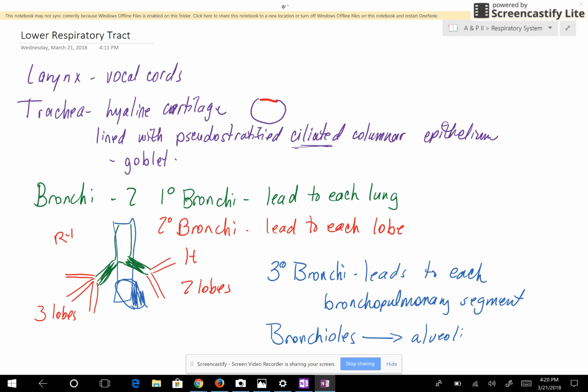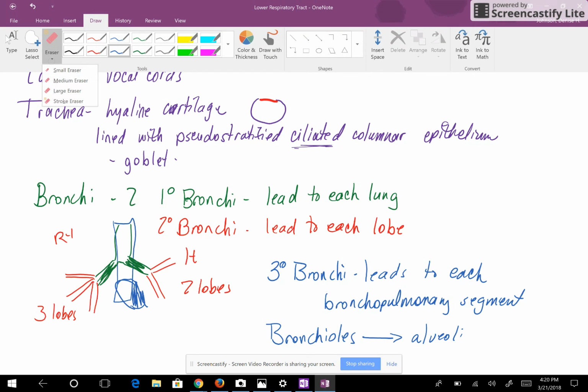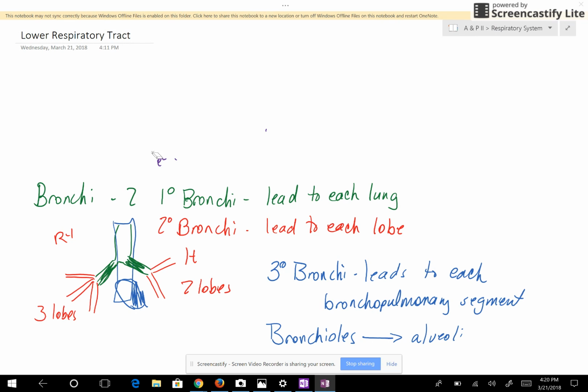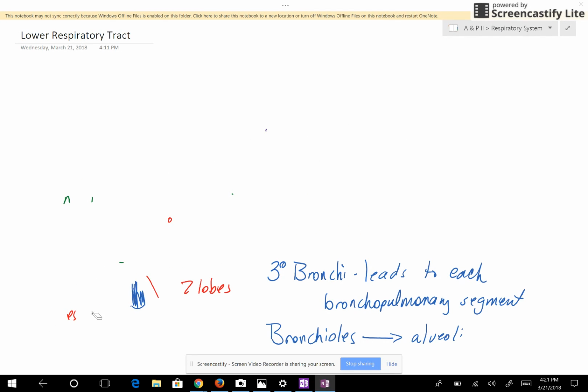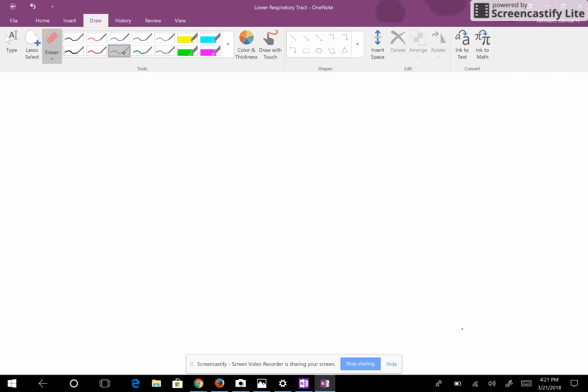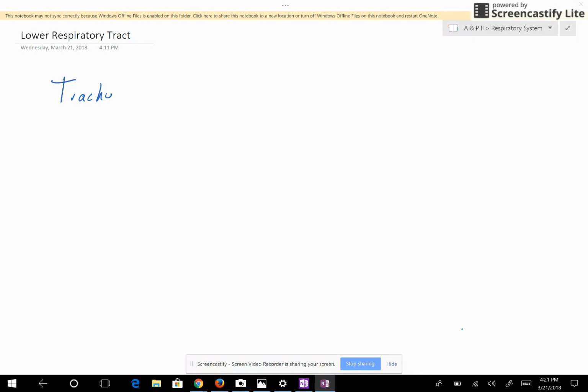Okay, so let's look at how to do that. Let's erase some of this so we can look at the structures again and then talk about how they're different. Okay, so let's write trachea, primary bronchi, secondary bronchi, tertiary bronchi, bronchioles, and alveoli here. So here let's look at the trachea.